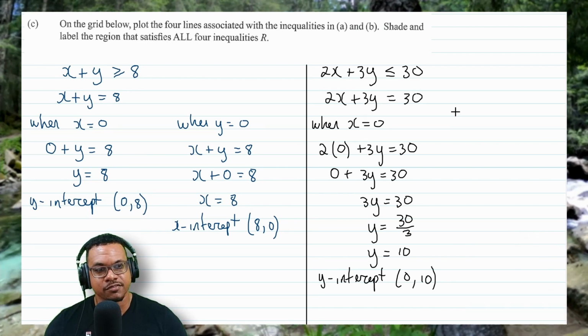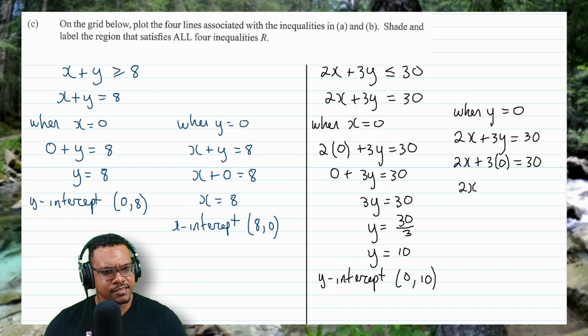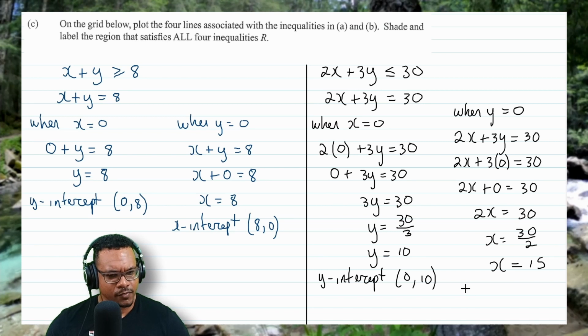Now here I come in and do the same thing, but that's for y equals 0. So when y is equal to 0, we have 2x plus 3y is equal to 30. When y is equal to 0, we have 3 times y, which will be 3 times 0. So 2 times x, plus 3 times 0 is 0. And now, of course, 0 is nothing, so we're going to have 2x is equal to 30. So x would be equal to 30 divided by 2. So x is equal to 15. That means our x-intercept would be 15 on the x and 0 on the y.